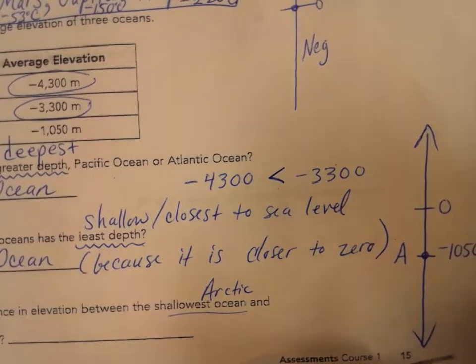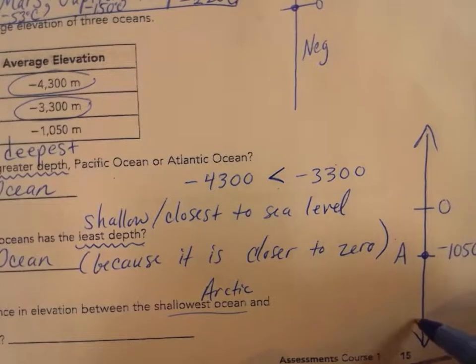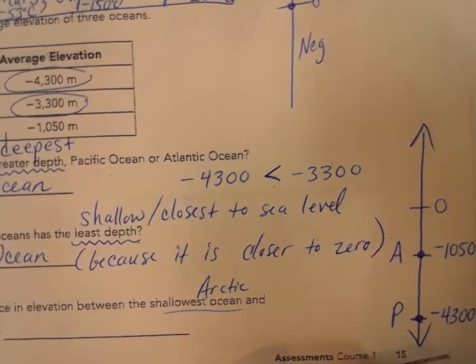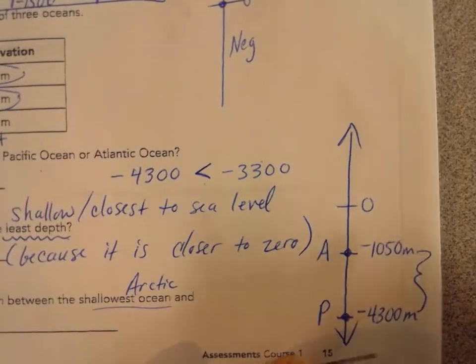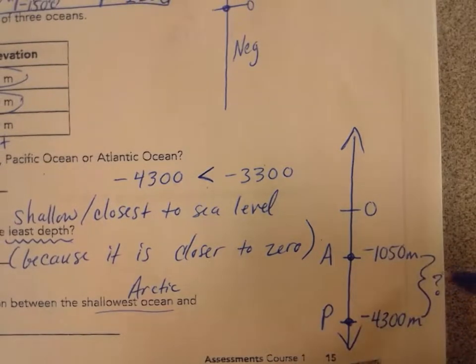Well, next if I were to plot Pacific, because again, that's the deepest ocean. The Pacific Ocean's a negative 4,300. That's even lower on my number line. So I'm going to move down here quite a ways, put a point and call that negative 4,300 meters. And I'm going to put a P here for Pacific Ocean. They're asking what's the difference in elevation. They're really asking what's the difference between these two numbers. So over here, I might kind of put myself a question mark and draw myself a bracket saying I'm trying to figure out the difference.